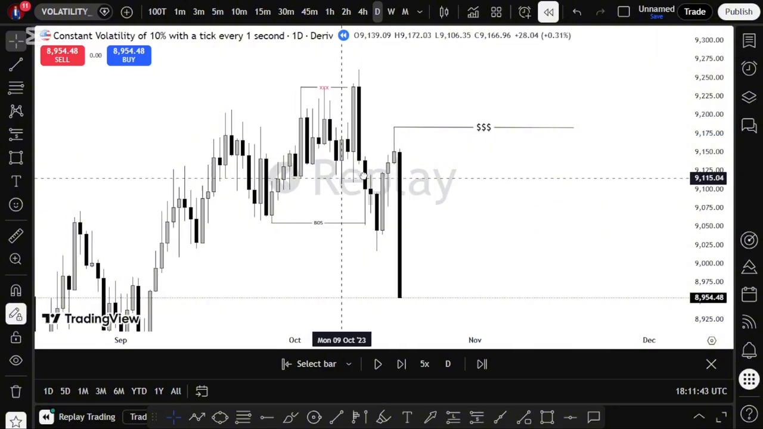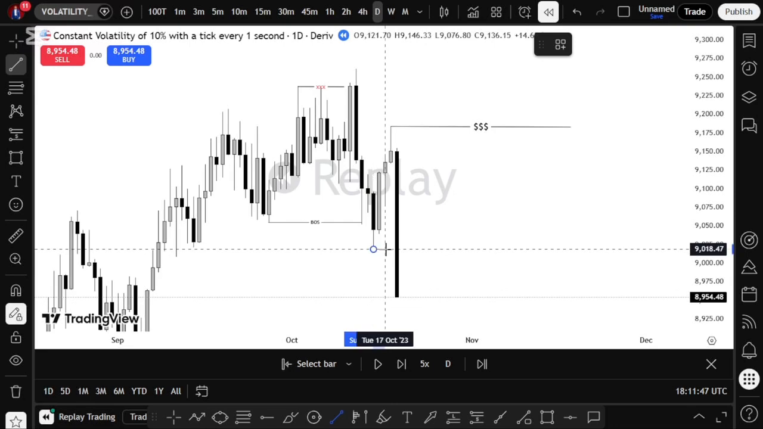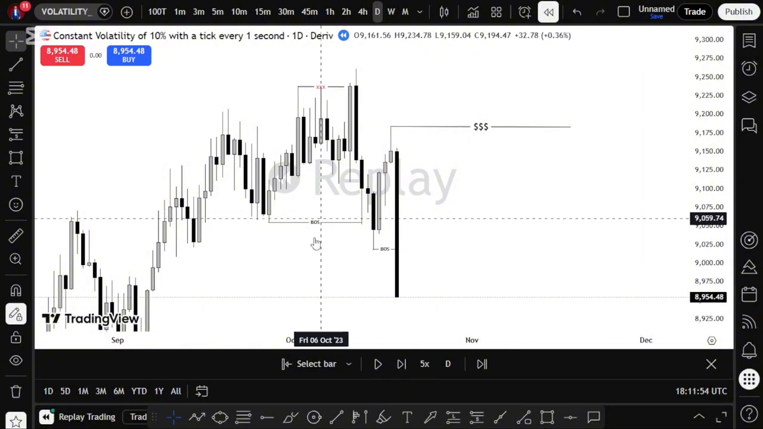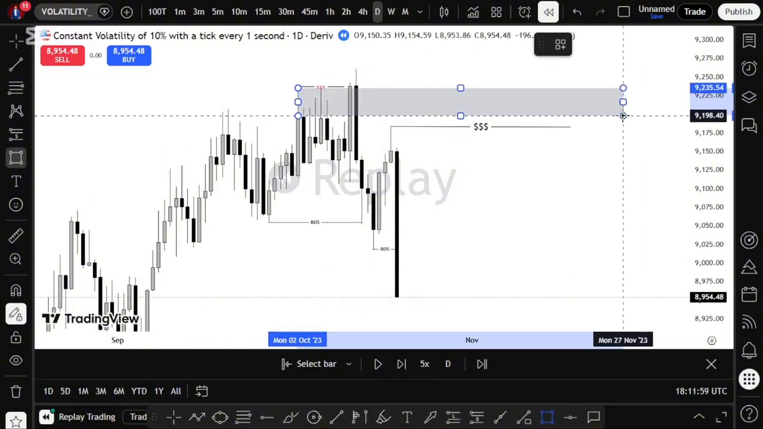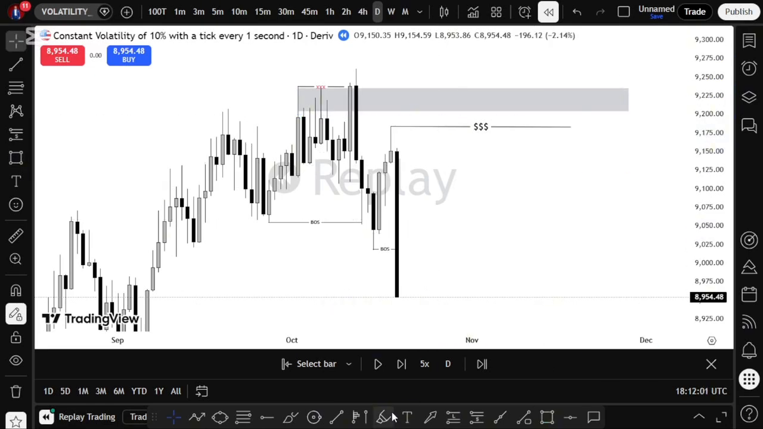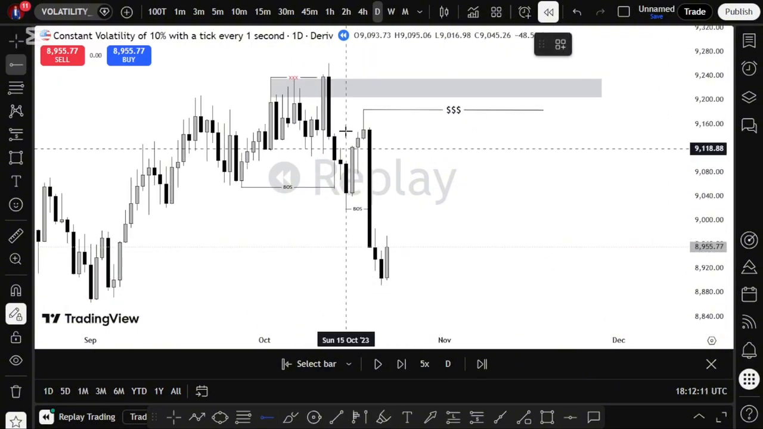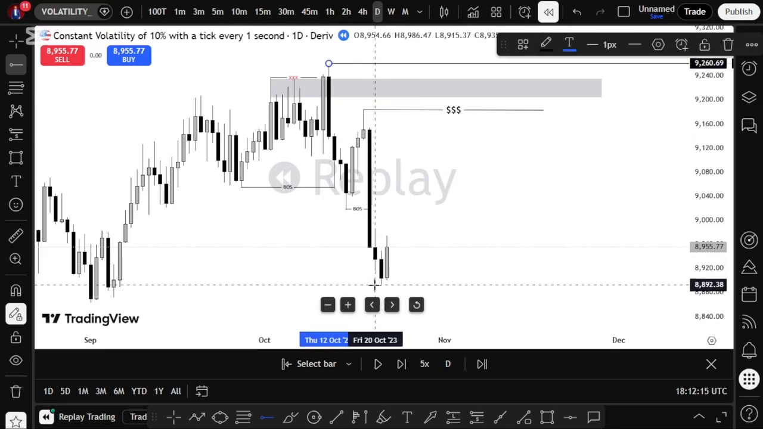Okay, the next thing we're going to do is mark out our second break of structure, which is clearly here. All right, so this is our second break of structure, and now this becomes our POI, our area of interest. Okay, so now let's see how far the market goes before turning back, so that we can mark out our protected high and protected low, so we can get our ABC.